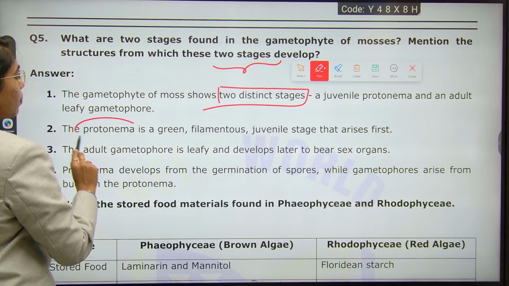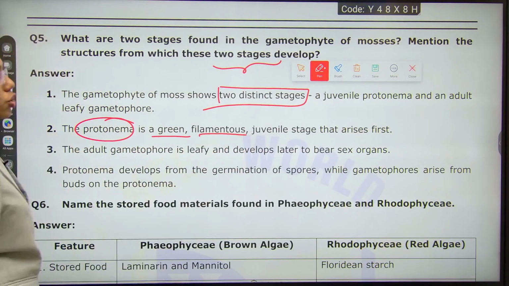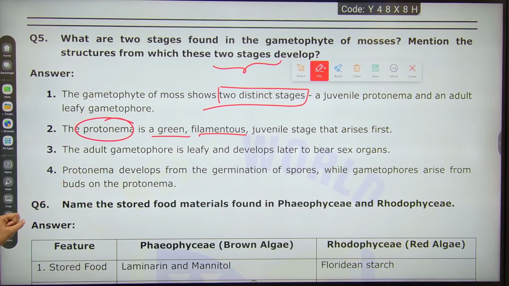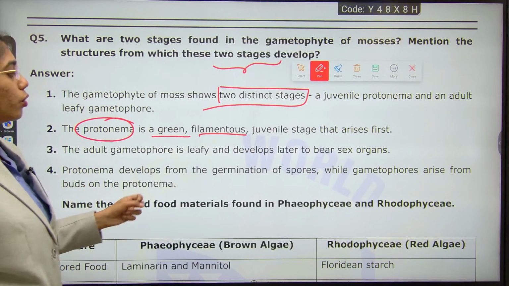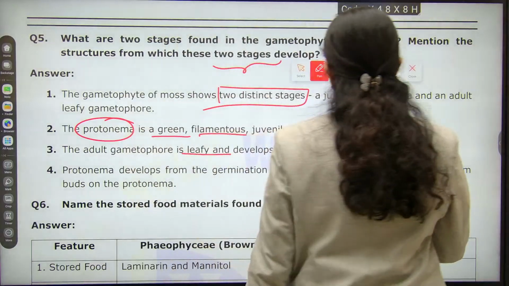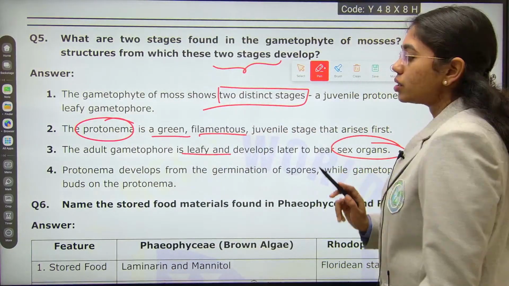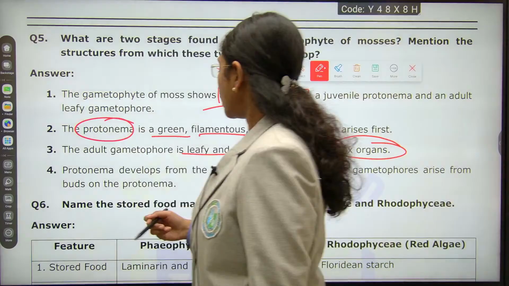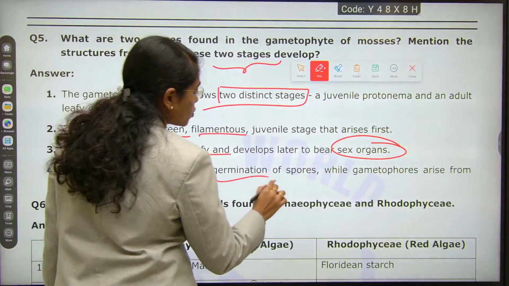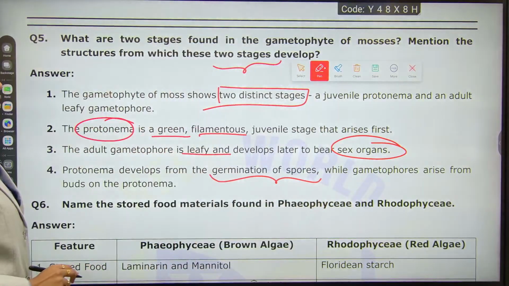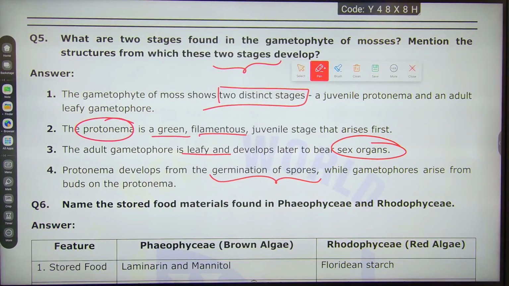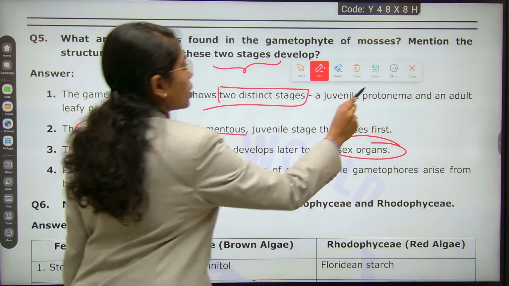The protonema is green filamentous juvenile stage that arises first. Adult gametophore is leafy and this develops later to bear sex organs. Protonema develops from germination of spores, while gametophores arise from buds on the protonema. Clear? Next.